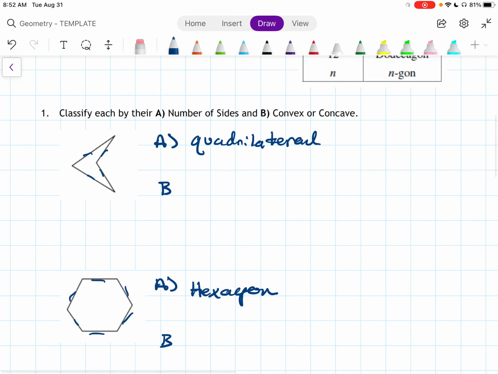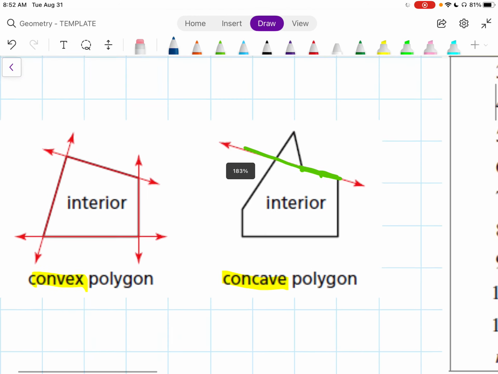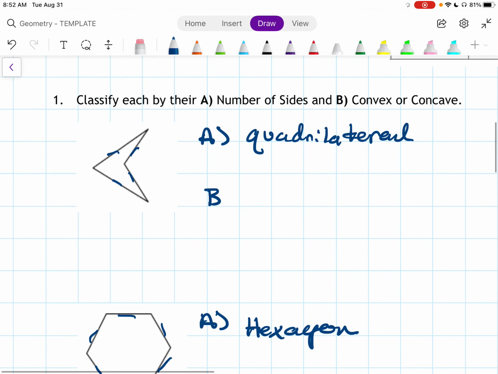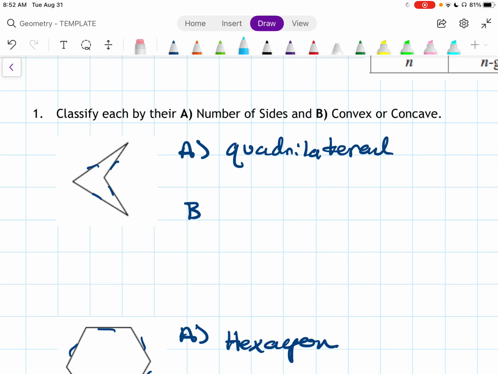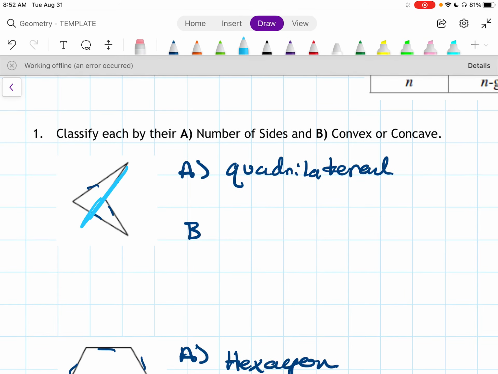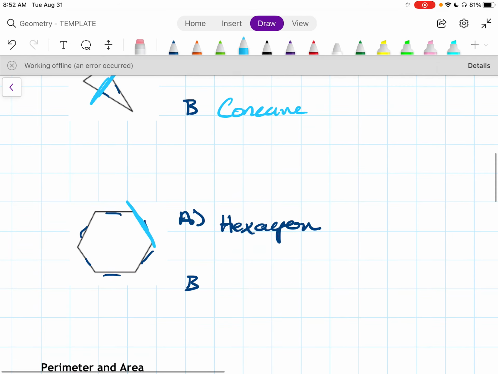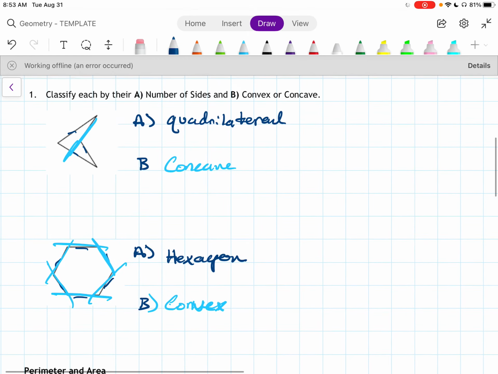Now, for convex versus concave. I think of most shapes as being convex in general, and then if I'm able to cut it in half or cut it in pieces, then I call it concave. Number 1 here, or the first one here, if I took this side and I extended it, it would cut it. So this one's going to be concave. For the second one here, I could extend all of these sides and I wouldn't be able to cut any pieces of it, so it's going to be convex. All right.